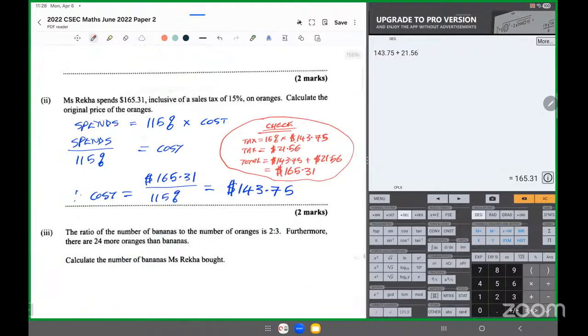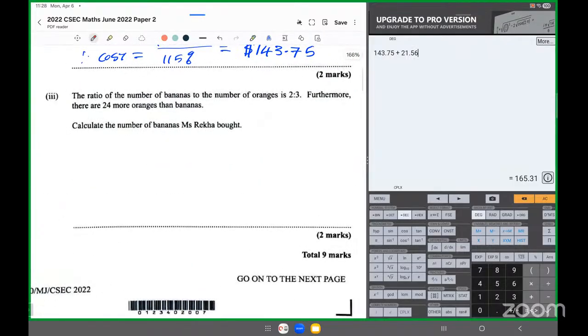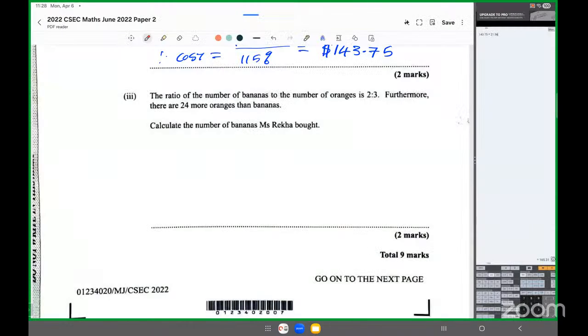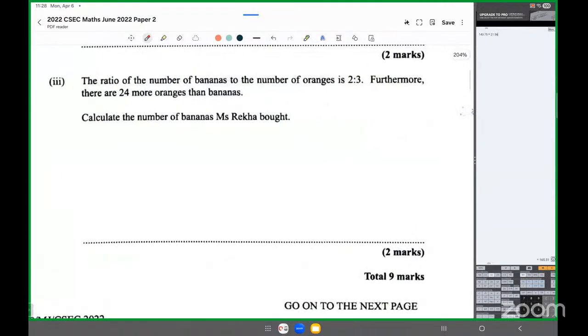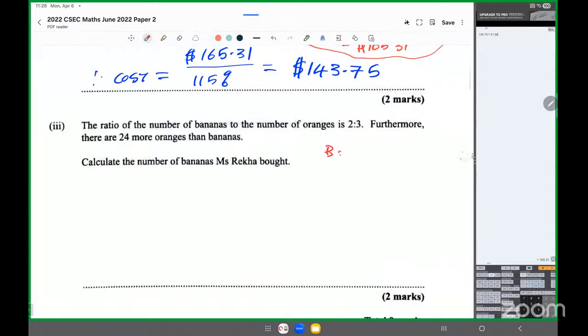All right, good. Down here now it says the ratio of the number of bananas to the number of oranges is 2 to 3. Let's set up the ratio now. So bananas to oranges is 2 to 3.